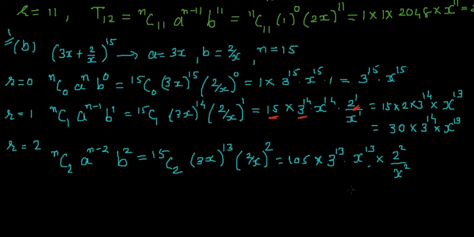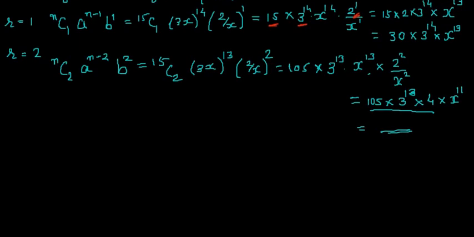Further simplifying this, I'm getting all the constants together. So the constants are 105 into 3 raised to 13 into 2 raised to 2, that is 4. Now the terms having base x, one in the numerator, one in the denominator: x raised to 13 upon x raised to 2 is going to be x raised to 13 minus 2, that is x raised to 11, and this is by laws of indices. Now this product you can work out through a calculator and you can write the final term over here.